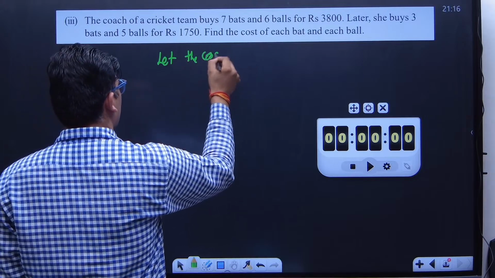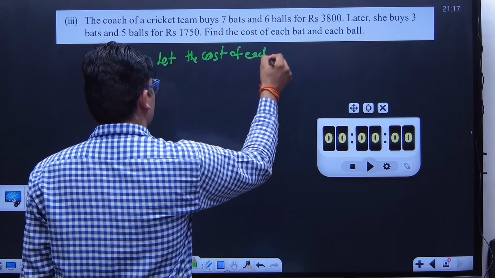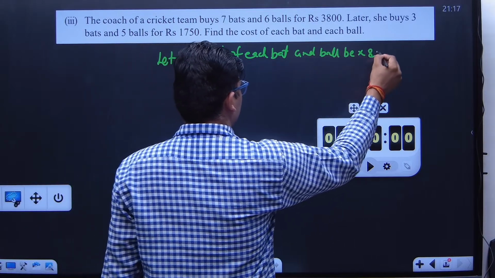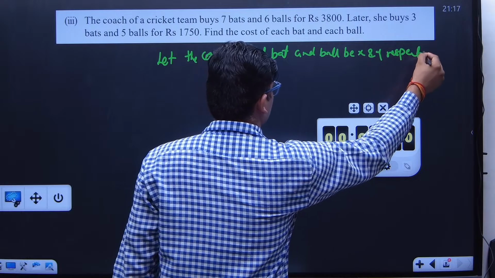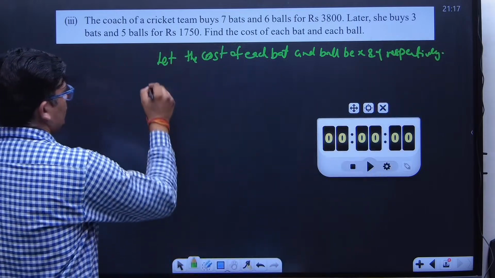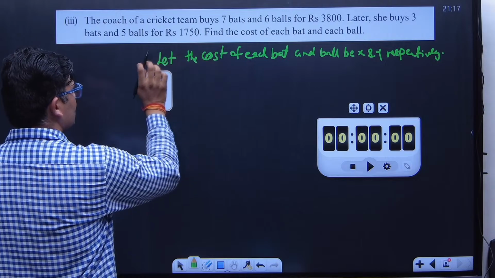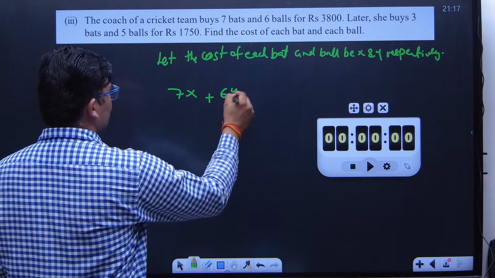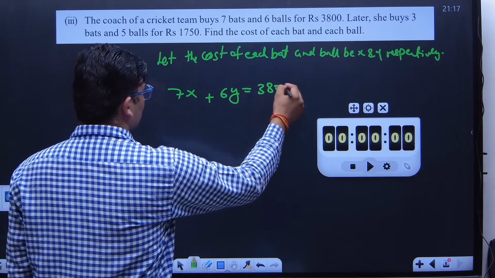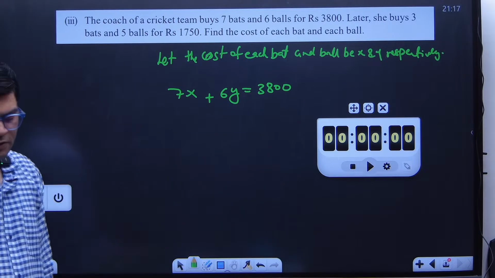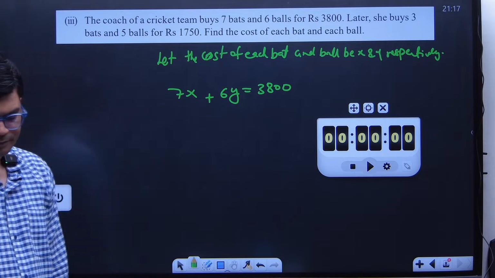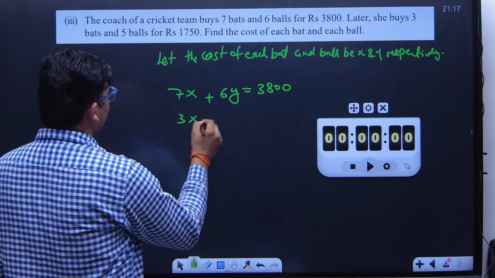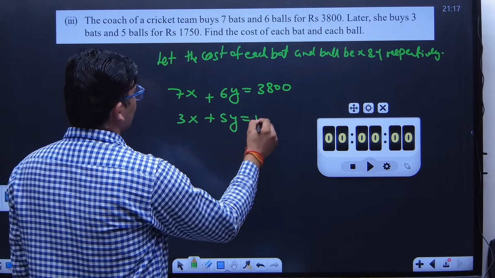Now we don't know the cost of each bat, so we will write it as: let the cost of each bat and ball be x and y respectively. So 7 bats means 7x. He has to pay 7x amount, and for 6 balls he has to pay 6y, which is equal to 3800. Are you getting it? Yes, sir. The second equation will be 3x plus 5y is equal to 1750.